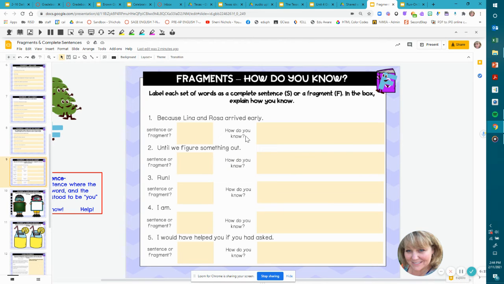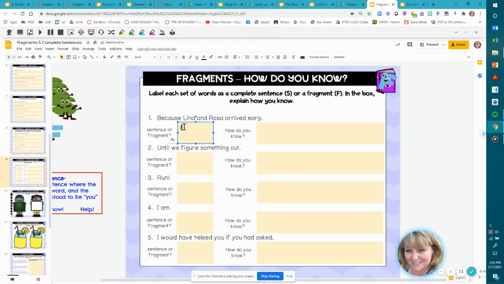These are fragments, but the question is, how do you know? Label each set of words as a complete sentence with an S or a fragment with an F. And in the box, you need to explain how you know. So it says, "Because Lena and Rosa arrived early." Is it a sentence or a fragment? Well, obviously, this is a fragment. It's not a complete thought.